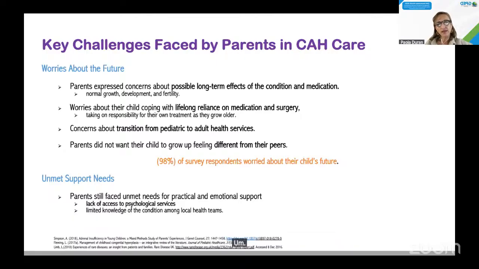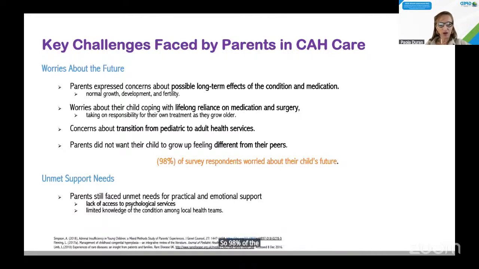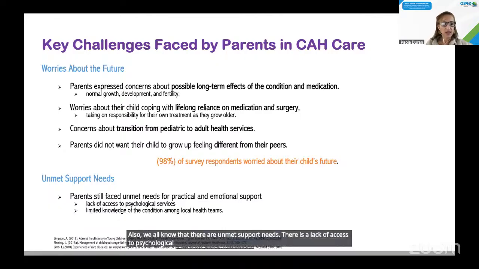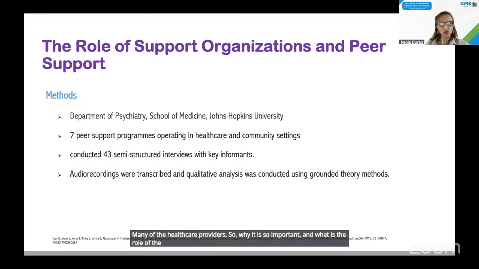Also, the parents did not want their child to grow up feeling different from their peers. 98% of the surveys in all the papers responded that they worry about their child's future. Also, we all know that there are unmet support needs. There is a lack of access to psychological services, and also limited knowledge of the condition among many healthcare providers. So why is it so important, and what is the role of support organizations and peer support? I'm going to talk to you about another paper.